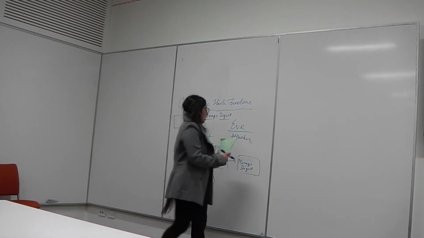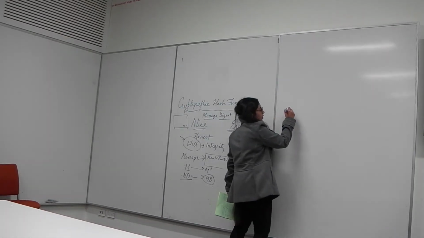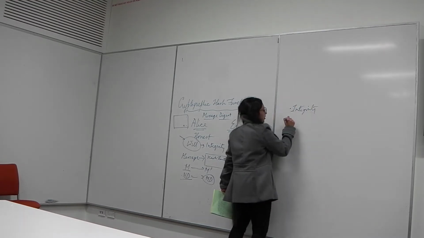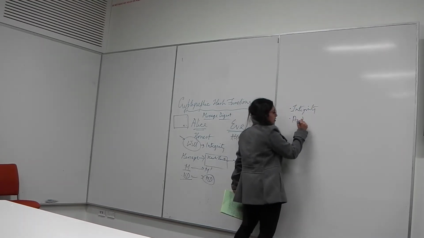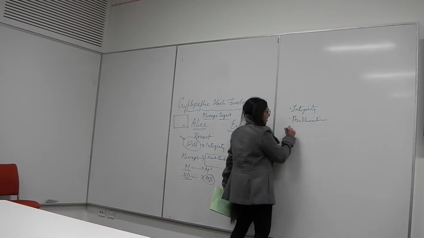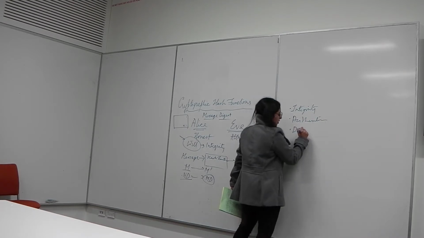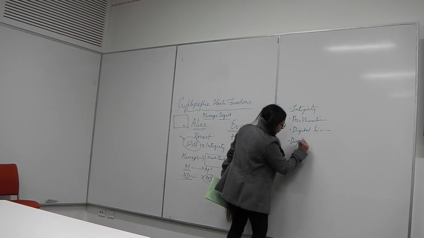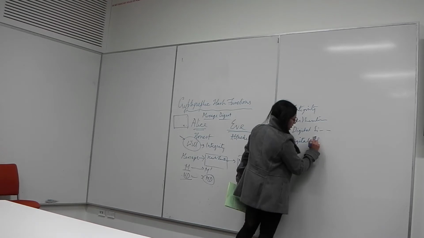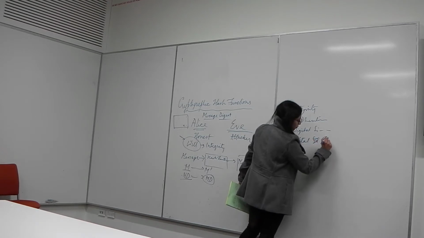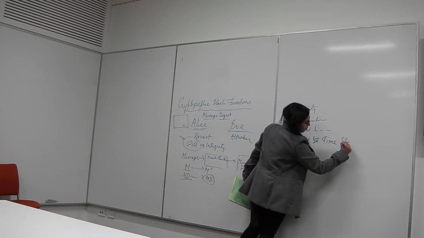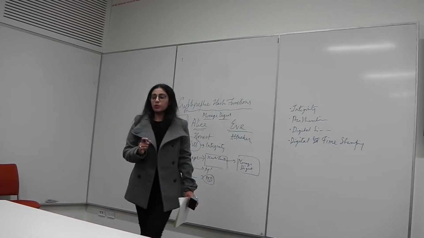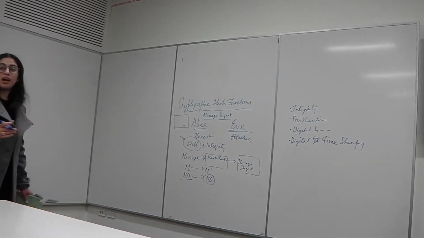So cryptographic hash functions can be used for checking integrity, and there are various other implementation scenarios like authentication, digital signatures, digital timestamping, and many others. So these are a few applications of hash functions.